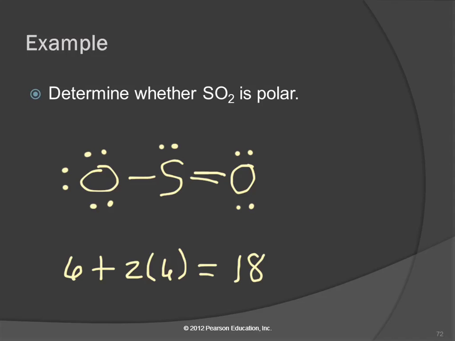Are there lone pairs on the central atom? Yes, it's polar. That's easier, huh? I'm thinking about vectors and stuff.